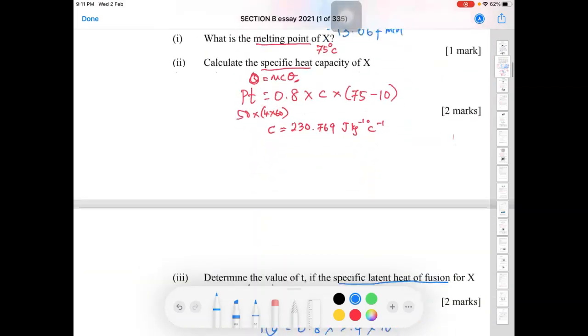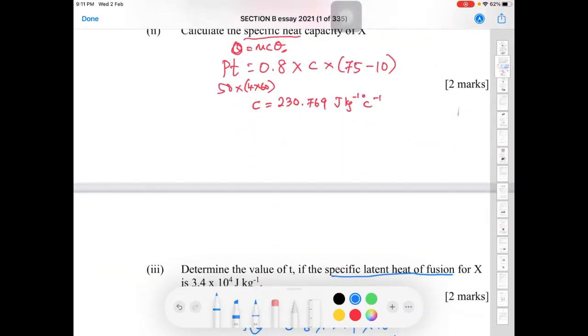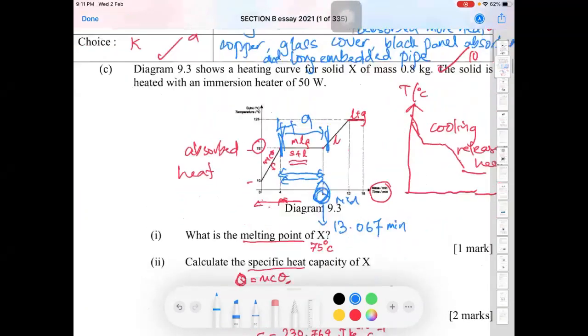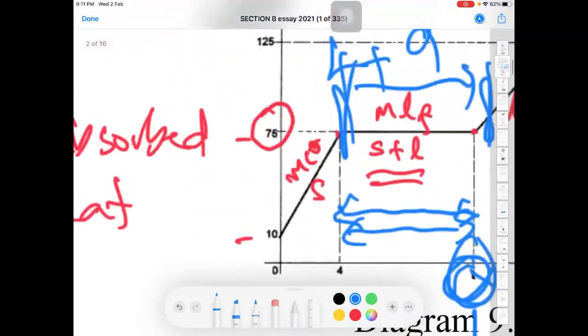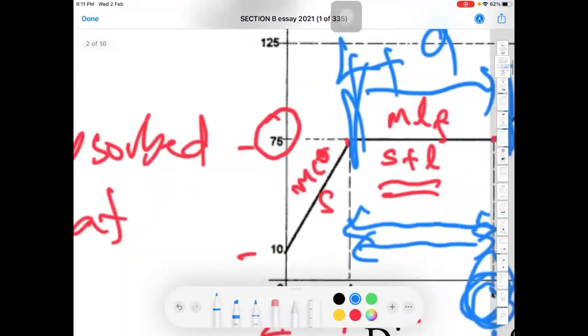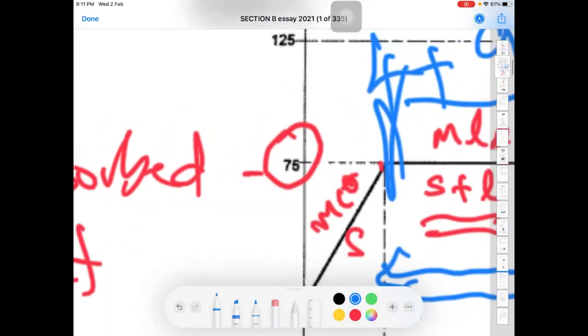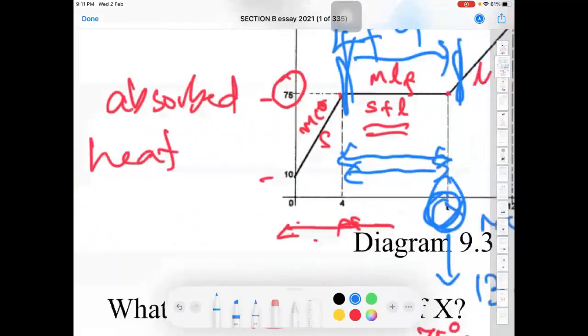Kak Wan. Yang nombor 1 tadi tu, yang what is the melting point tu, itu 75? 75 tu dekat graf tu. Mereka tak nampak sangat kot. Mereka nampak macam 78. Okay, tu 75. Alright.